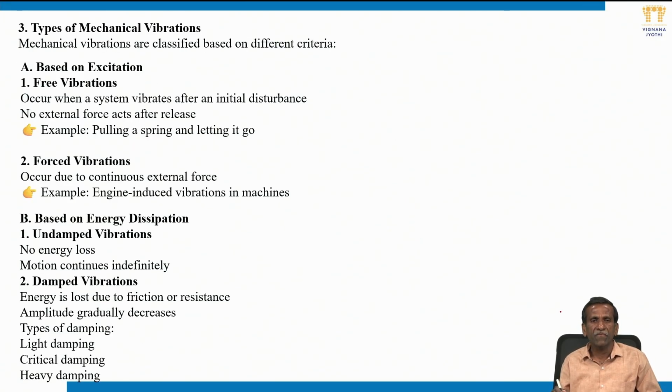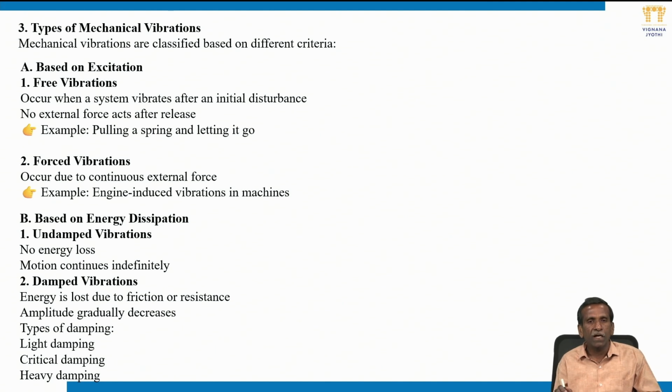So, coming to types of vibrations, based on excitation we have free vibration. There are no external forces acting; you just displace the body from its equilibrium position and leave it. It has vibration, that is free vibration. Another example is pulling a spring and letting it go, which we have just seen. And forced vibrations are those where an external force is continuously acting and causes the vibrations.